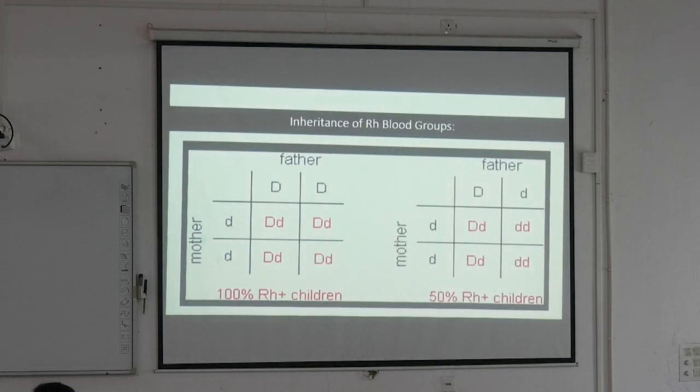So inheritance of blood groups, codominant pattern. If D is present in both parents, there is a 100% chance of Rh positive children or Rh positive offspring. And if there is any negative blood group or small d in one of the parents, there will be a 50% chance of Rh positive children, and the remaining 50% is the chance of Rh negative.